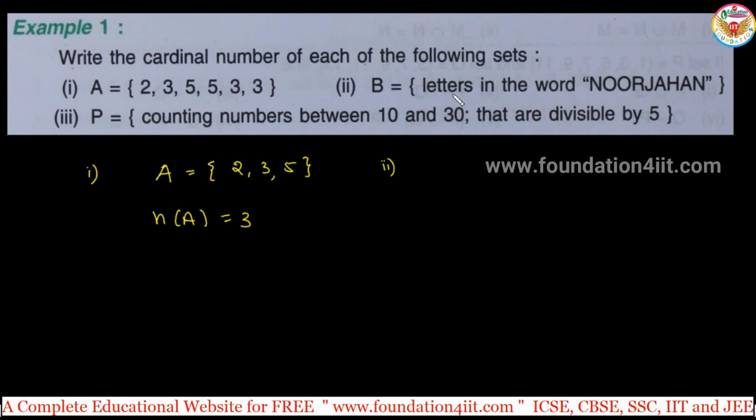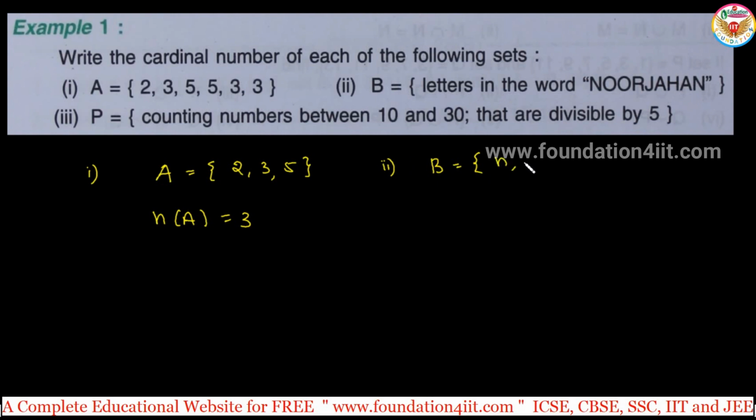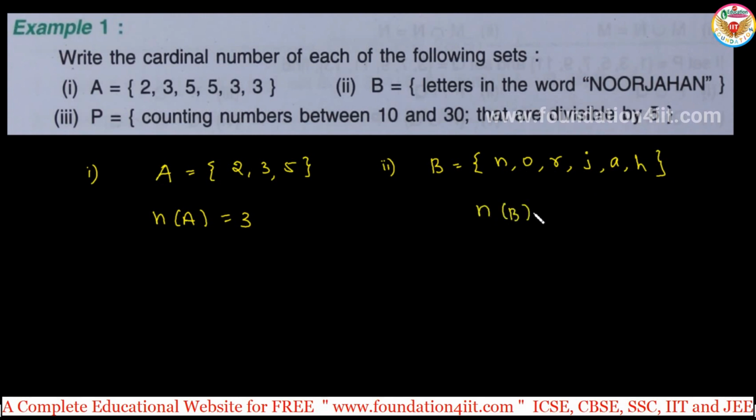And set B, letters in the word Nujahan. So set B we can write in roster form: N, O. N appears two times, but you should write only one time, should not repeat. Then R, take these letters, and J, A, H is there more. And next A is repeated, N is repeated. So finally we have only 1, 2, 3, 4, 5, 6. So n of B is equal to 6.